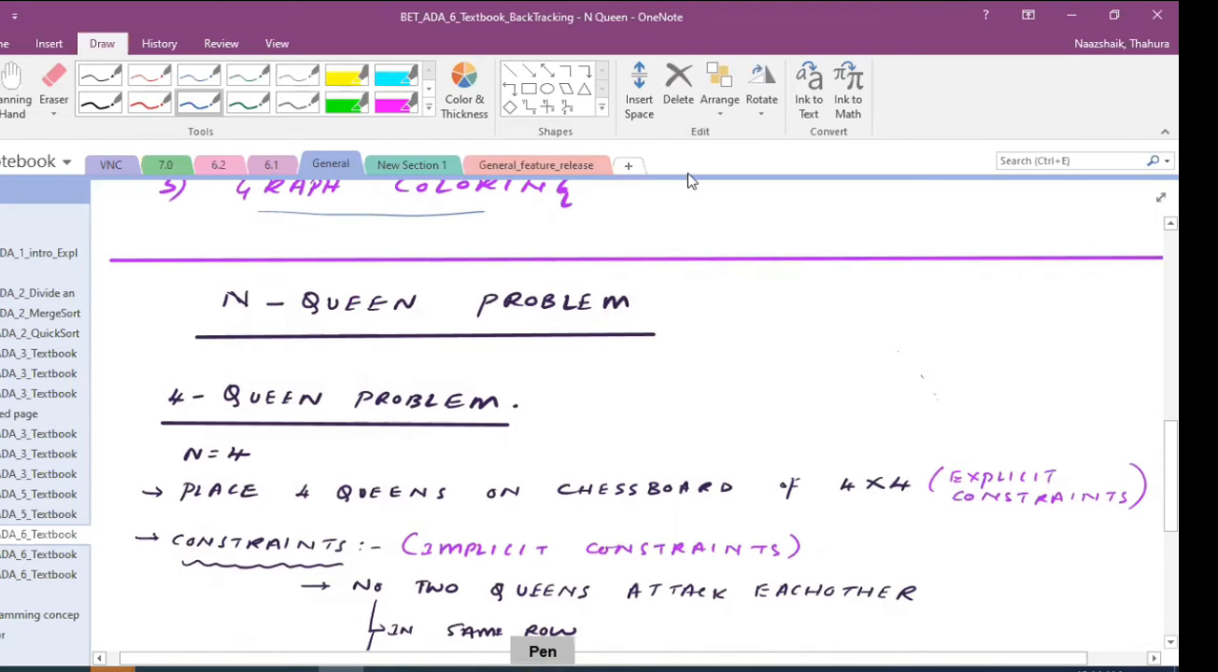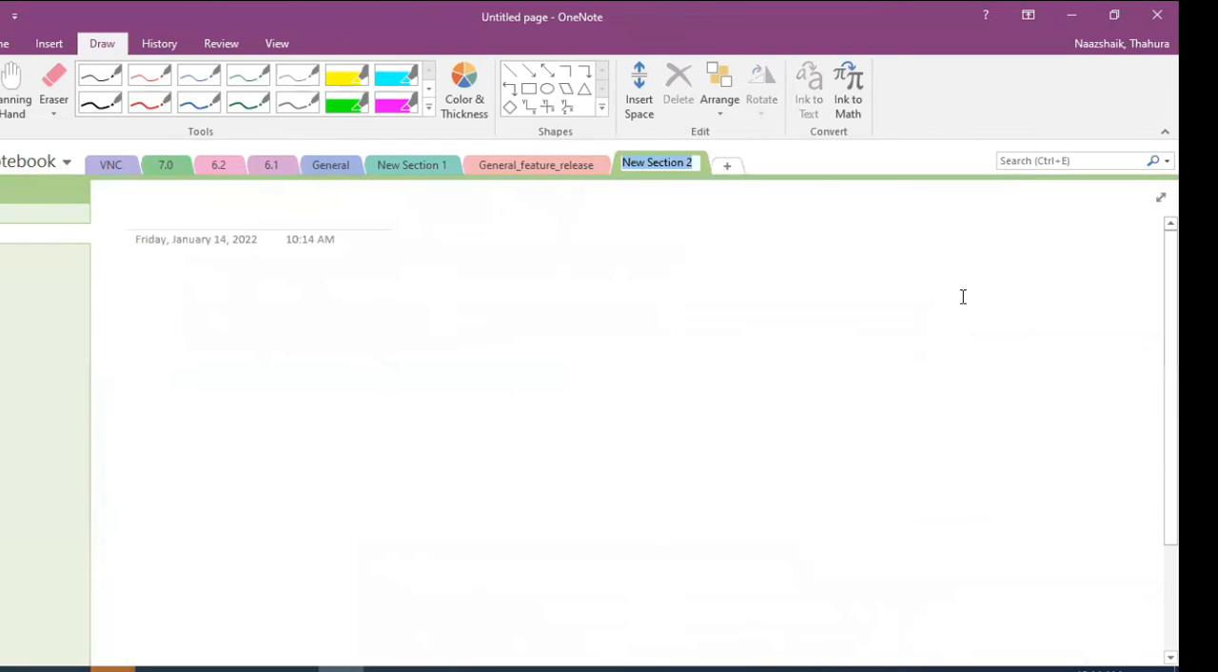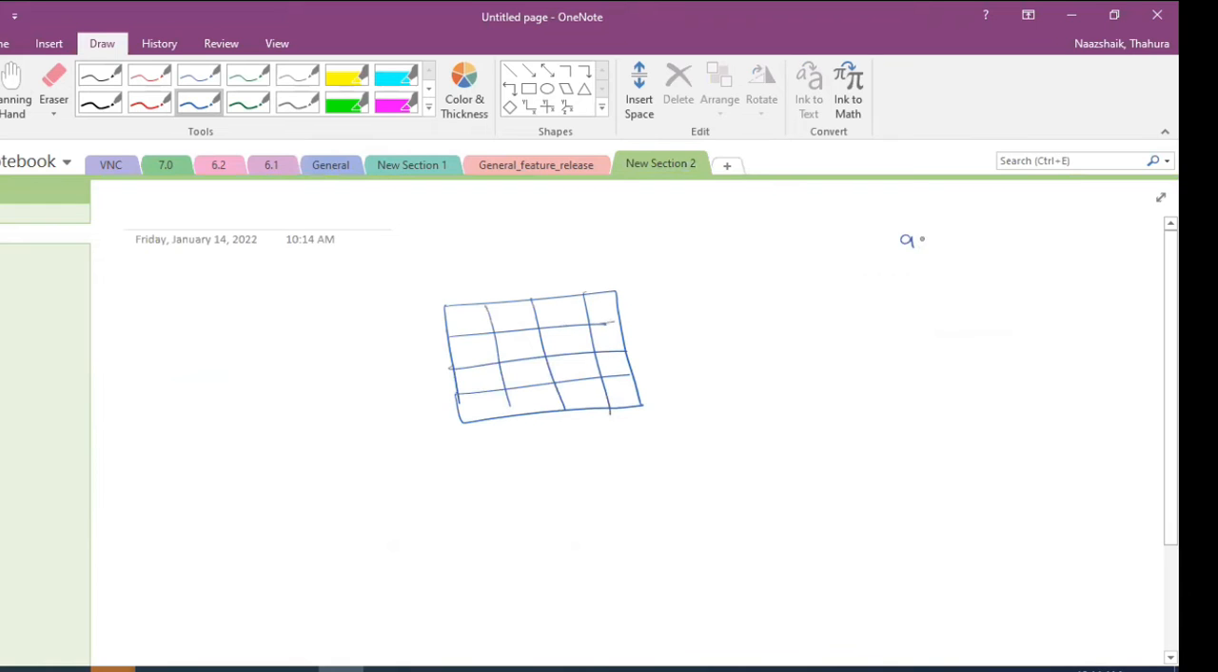Before we come here, I don't know how many of you have played chess. Imagine in chess you always have a square. In actual chess, you have 8 cross 8, but for now, let us take 4 cross 4 here.